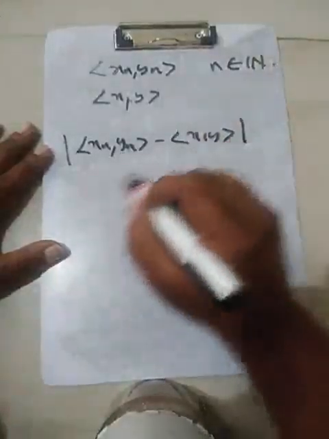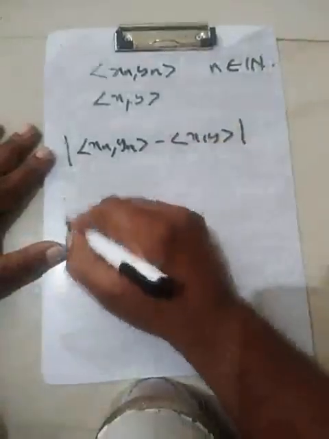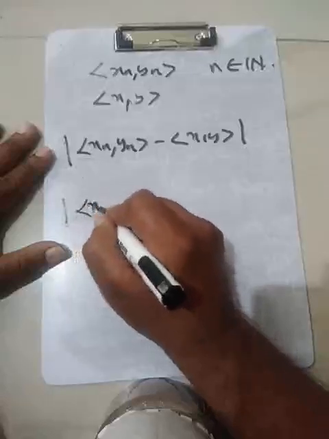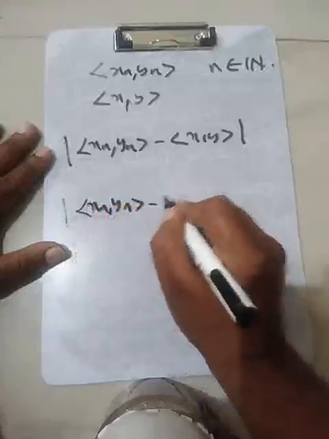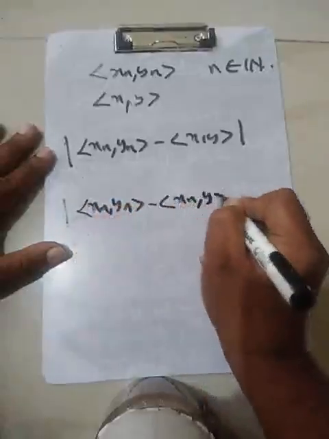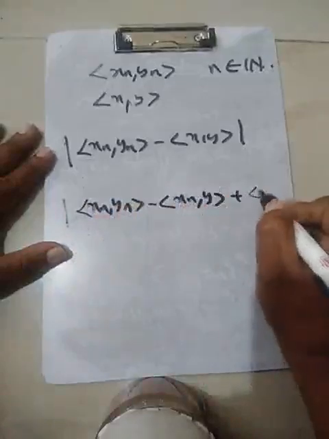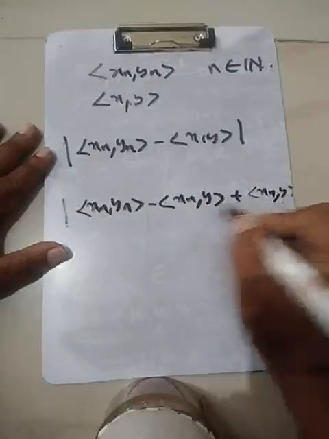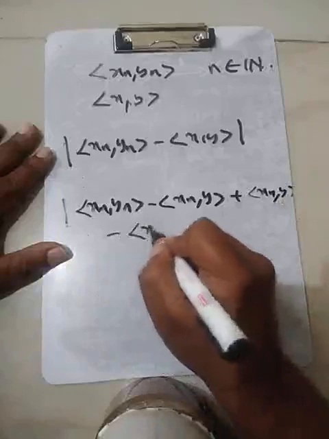So add and subtract the following scalar: inner product of xn comma yn minus inner product of xn comma y plus inner product of xn comma y minus inner product of x with y.